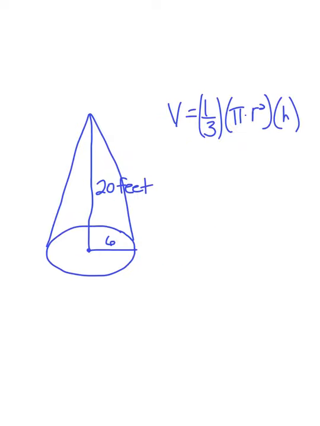I'm going to do another one of those on the next page, and then we'll move on to the pyramid. Okay, so here's one more example with a cone here. So volume is 1/3 times pi r squared times the height. So our radius is the 6, and our height is the 20.